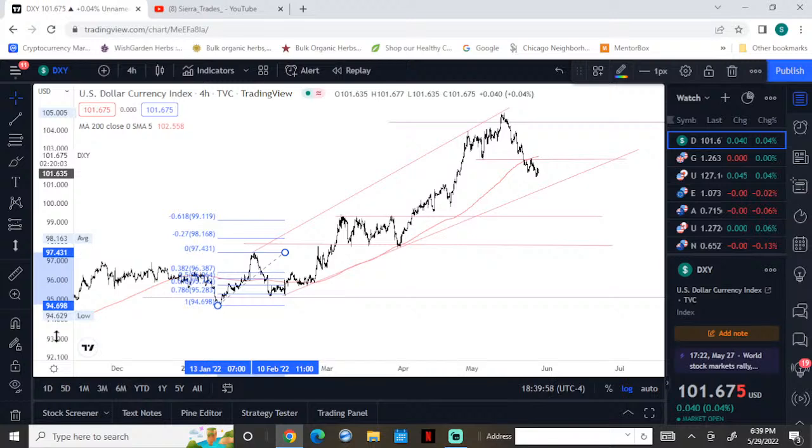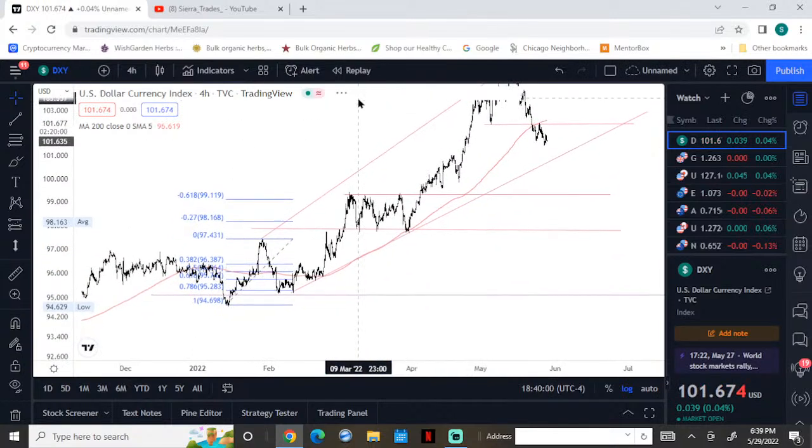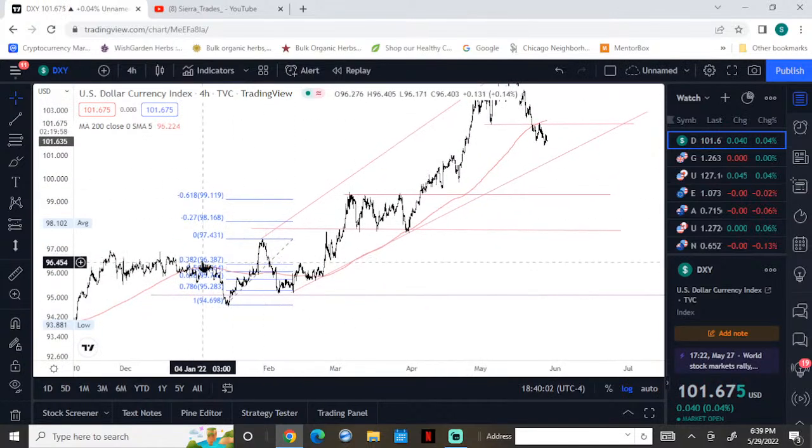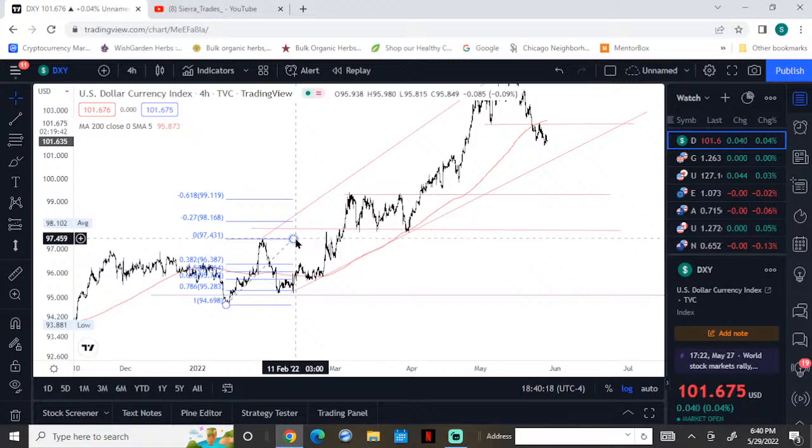Our point B entry would be at point C, which is either 382, the 50, the 618, the 786. Those are our three entry areas. Price came all the way back down to the 786 and gave double bottoms and then completed the fib. I'm going to stretch this out.